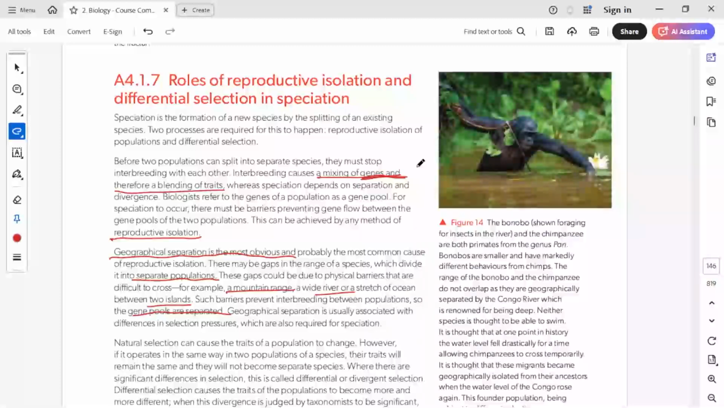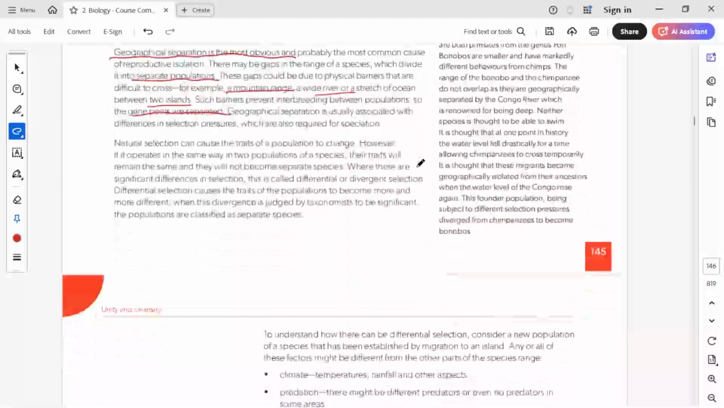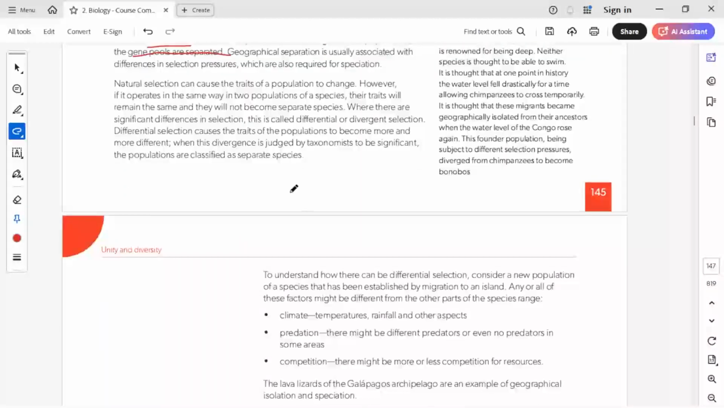If reproductive isolation occurs, where mixing of genes and blending of traits is not happening between two groups of the same population or of the same species, after a long time period new species will evolve in both of the groups that had the common ancestor. Now let's see, natural selection can cause the traits of a population to change. However, if it operates in the same way in two populations of a species, their traits will remain the same and they will not be separate species.